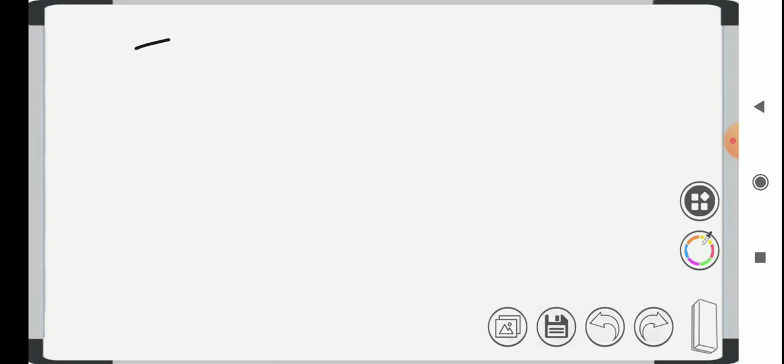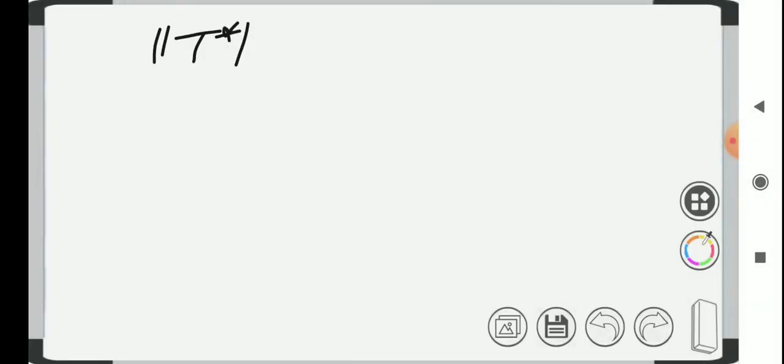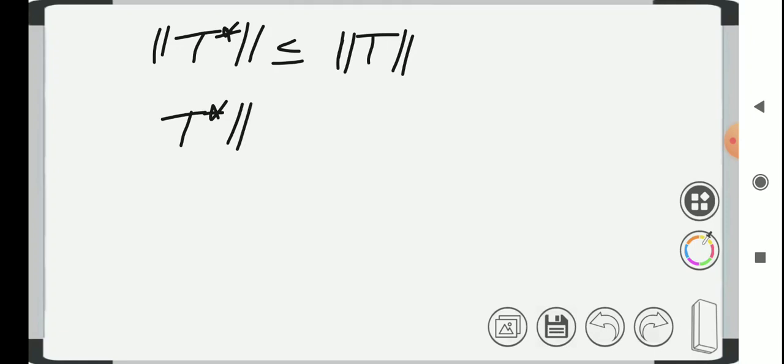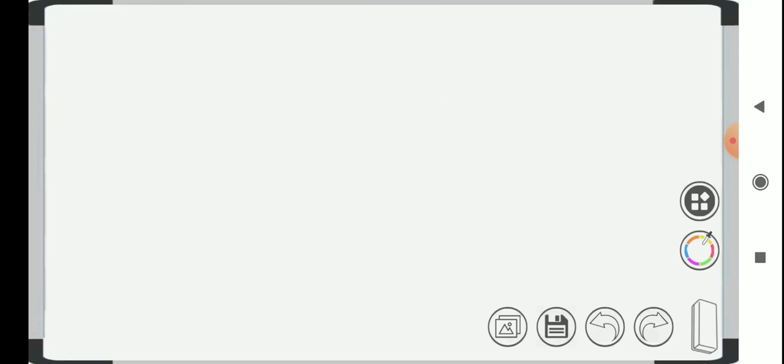For that we already showed one inequality, that is, the norm of T star was less or equal to the norm of T. Now we will show that the norm of T star is greater or equal to the norm of T. We will show this inequality. Already we showed the first one. So let us prove this one.